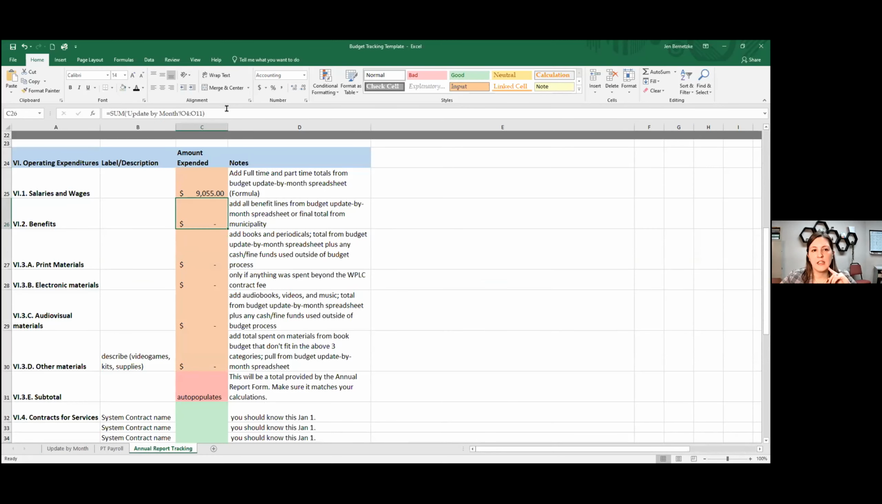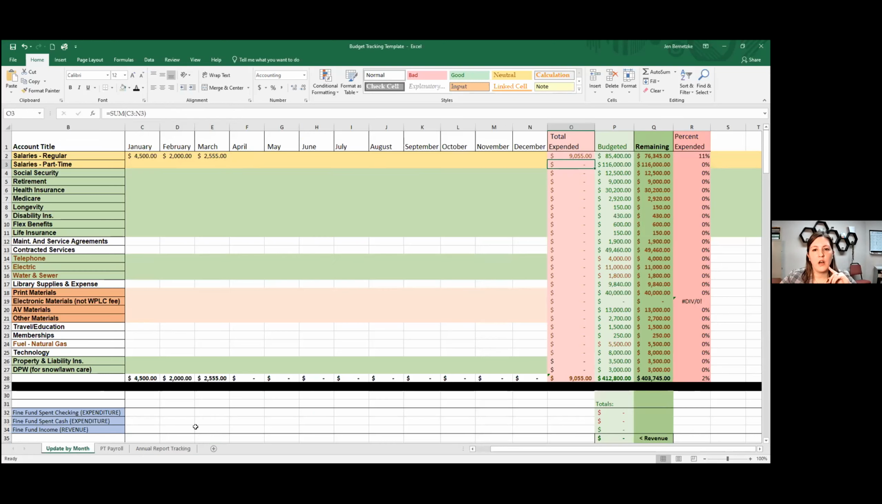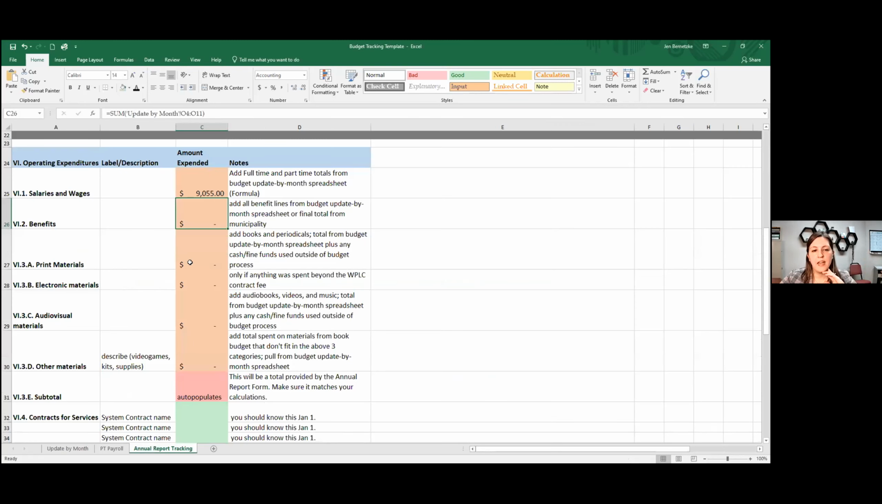Same with benefits. I just added the sum of all of these benefit lines. So as long as I'm keeping track throughout the year, it's doing the math for me and populating that. And here is the reason I kept my print, electronic, AV, and other materials separately, because the annual report asks for them separately. So as long as I kept track all year long, it's going to give me a populated total that I don't have to stress about. And I think that's one of the most useful things, keeping track throughout the year, because they're going to ask. So just keep track as you go, and it's a lot less burdensome.